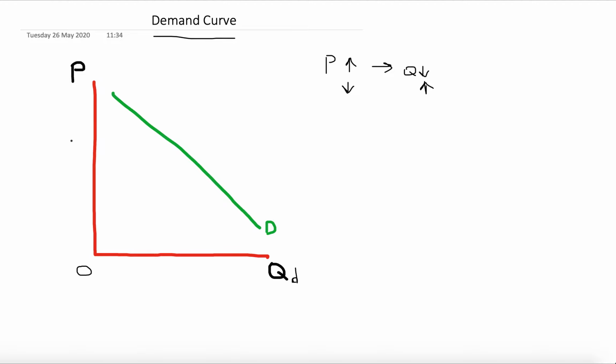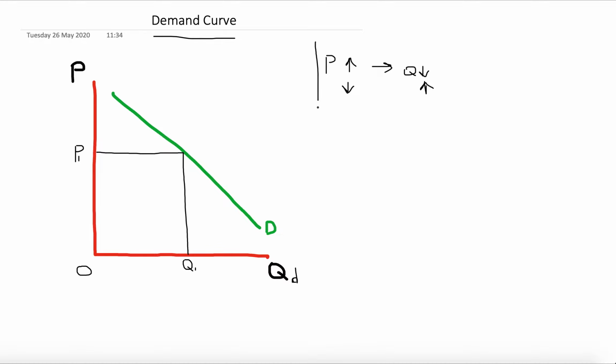Okay, and we can demonstrate this here. So what we do is we just pick a point here, so P1. And we come across until we hit our demand curve. So at P1, our quantity demanded will be Q1. So at P1, our quantity demanded is Q1.